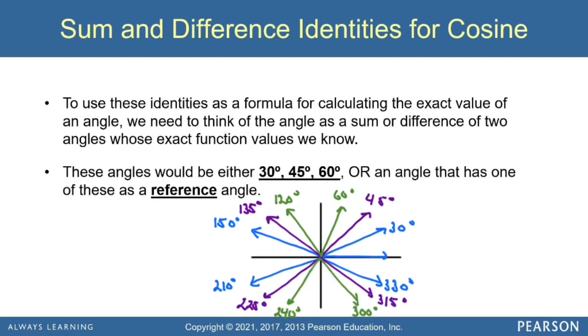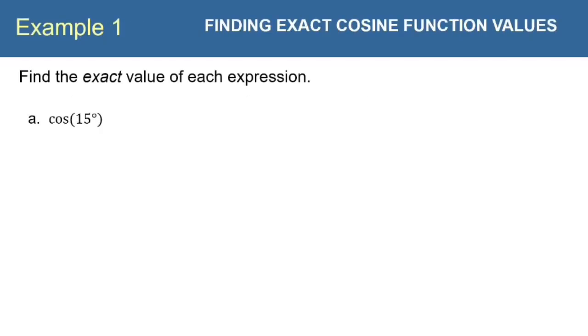And in quadrant 4, 300 degrees would have 60 as its reference. So when we're trying to write an angle as a sum or difference of two angles whose function values we know, we could use any of these numbers because we know the function values for all of these. So here's example 1, and it says find the exact value of each expression.